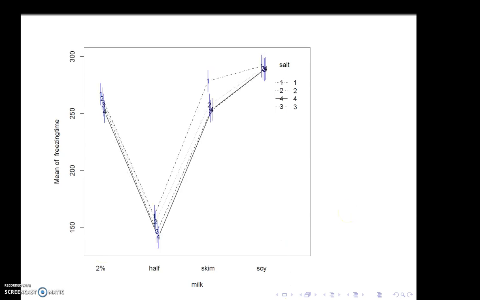He put error bars on this to also make a comparison, and you can really see, if you look at the overlapping error bars, that salt doesn't have a different effect on freezing time when you vary the levels of milk fat in the milk.